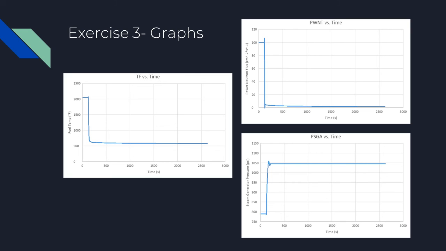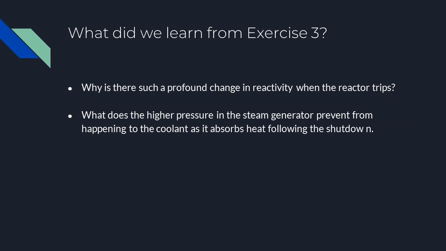The steam generator pressure at the same time increases from 708 psi and levels out at 150. This condition occurs because of the drop in power generation due to the trip of the generator. The profound change in reactivity is due to the control rods being inserted into the reactor to cool down the system.